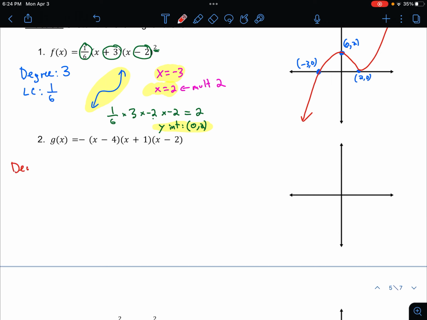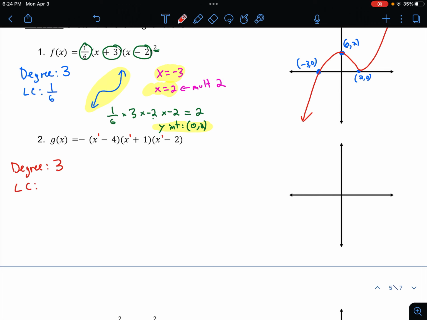First thing I want to know is, what is my degree? Well, it looks like we have an x to the first, x to the first, x to the first. When I multiply this all out and get into standard form, I'm going to get x to the power of 3, which is a degree 3 polynomial. Now, again, I encourage you to multiply this out. If that's not obvious to you, just convert it to standard form and multiply it out.